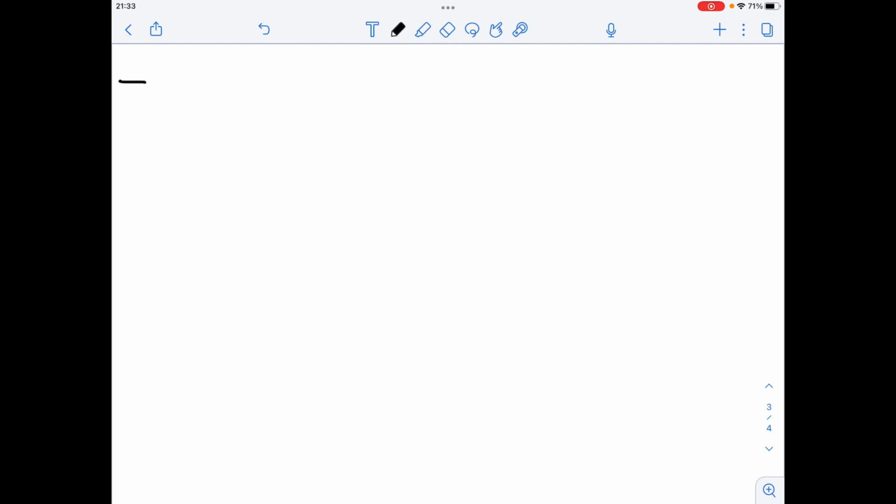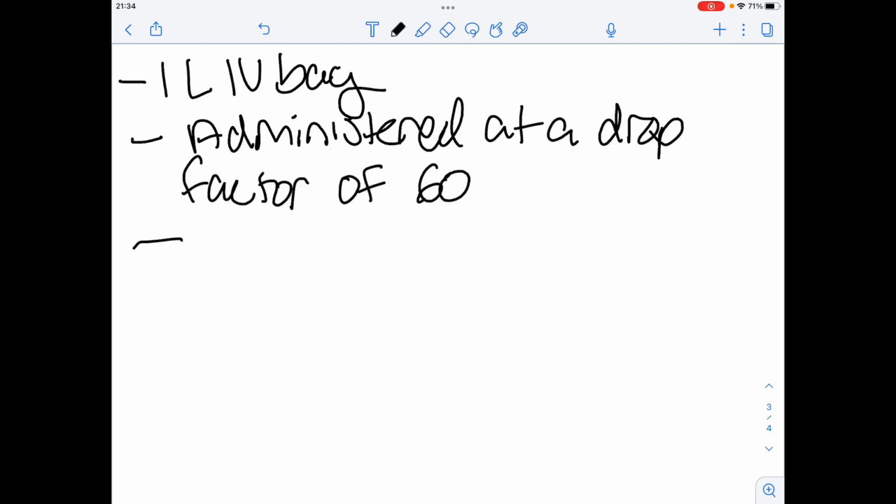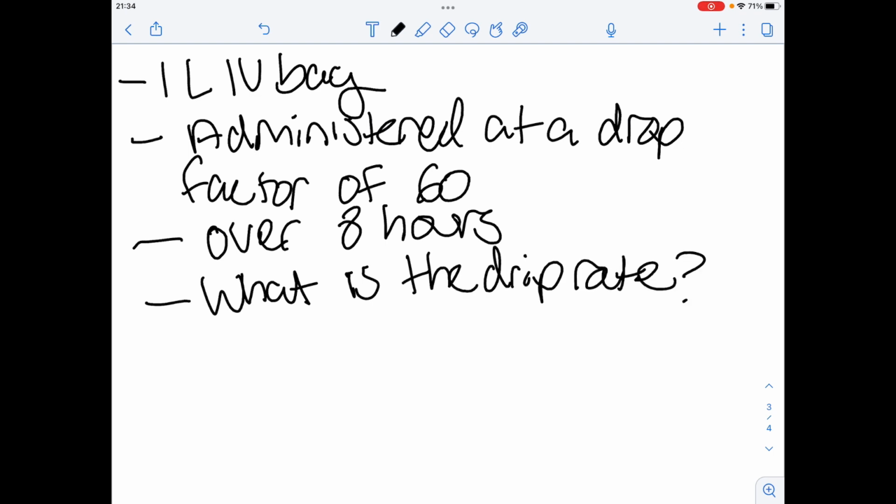Now let's look at a problem dealing with IV drip rates. For this example, I have a 1 liter IV bag that is to be administered at a drop factor of 60 over 8 hours. And we want to know what the drip rate will be. In order to solve this problem, there are two different but pretty much the same equations that we will need to remember. And these all are based off of dimensional analysis.